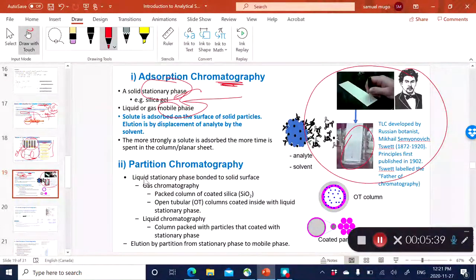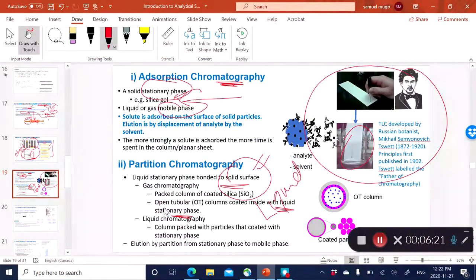Now, the other type of chromatography that is very common today is what you refer to as partition chromatography. And that's what you did in the lab for gas chromatography, for example. Here you've got the column, but inside the column you've got a liquid stationary phase. So the mobile phase is exactly the same as in adsorption chromatography, but the stationary phase is a liquid. However, the liquid is immobilized inside the column.